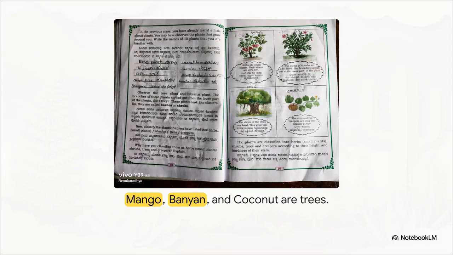Some key examples of trees include the mango, the neem, the massive banyan, and the coconut tree. Honestly, these represent some of the most structurally significant and dependable organisms in our entire ecosystem. They're basically our best friends in nature, which is why planting more of them is always a good idea.